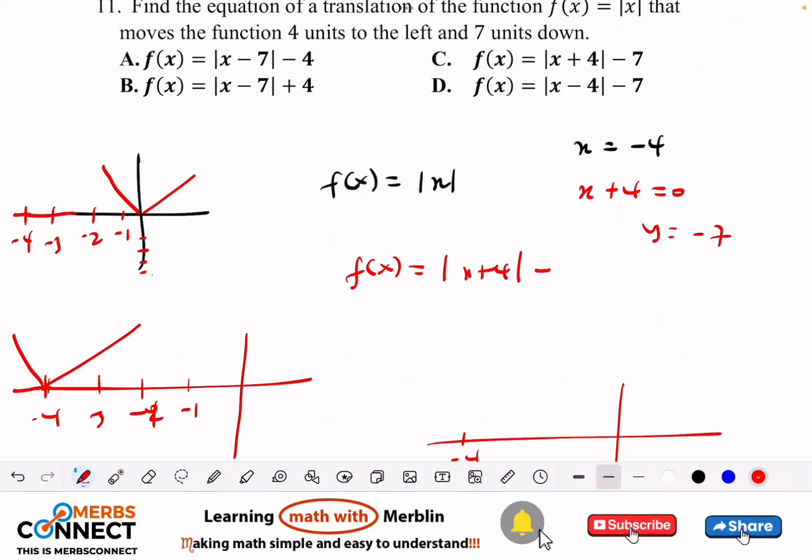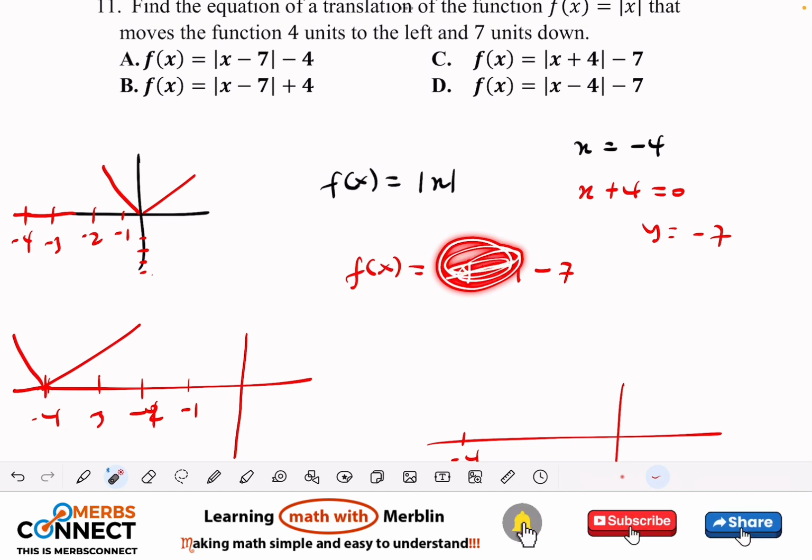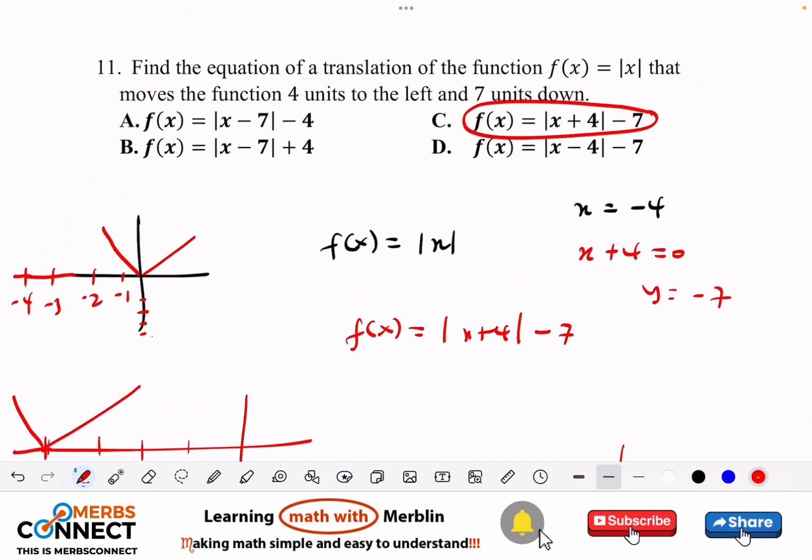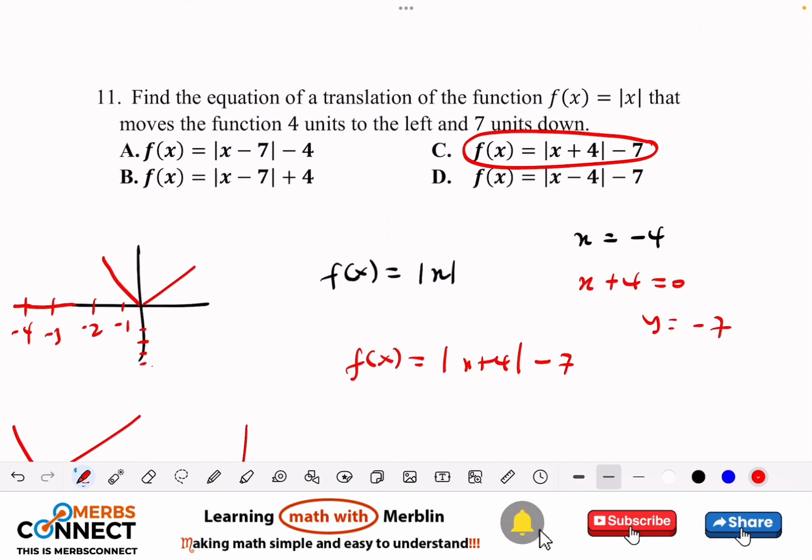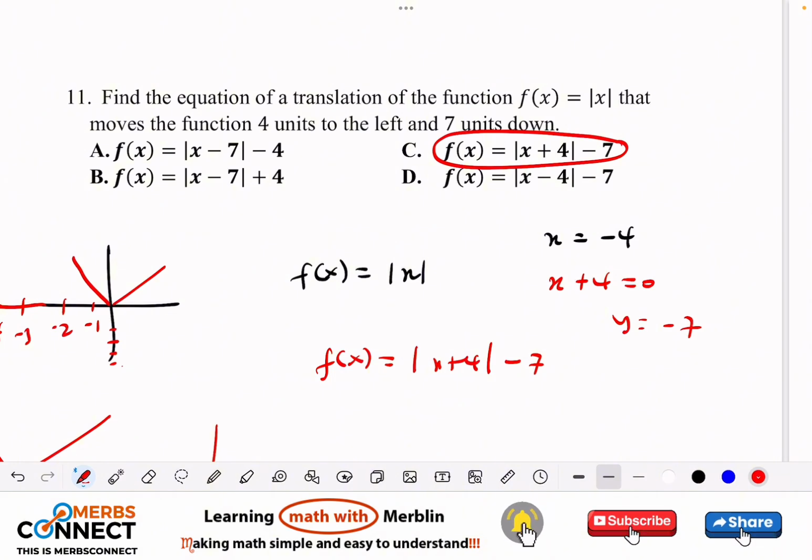So I need to subtract 7 here, because remember this is y, and y is equal to -7 means that I need to have y is equal to -7 here, so that when x is -4, this one will be 0, and I have my y is equal to -7 here. Is that right? Good. So what will be the option here? The option here should be C. Yes, it should be C right here. Good. So this is how you can analyze section A, and then you just get your answers done.